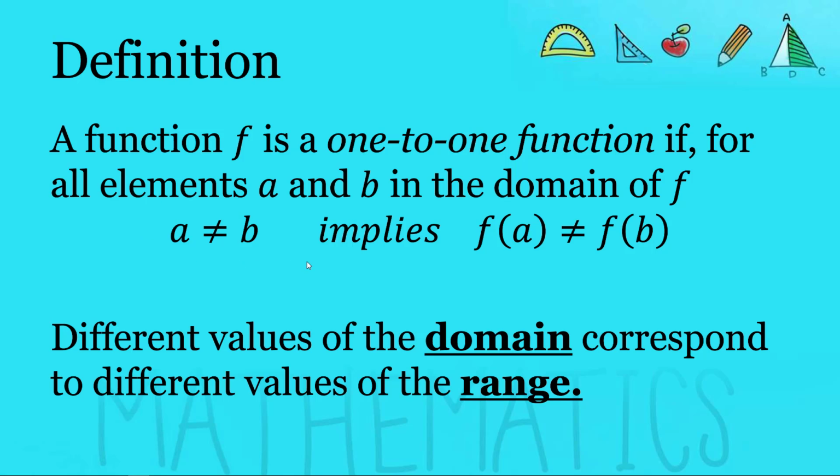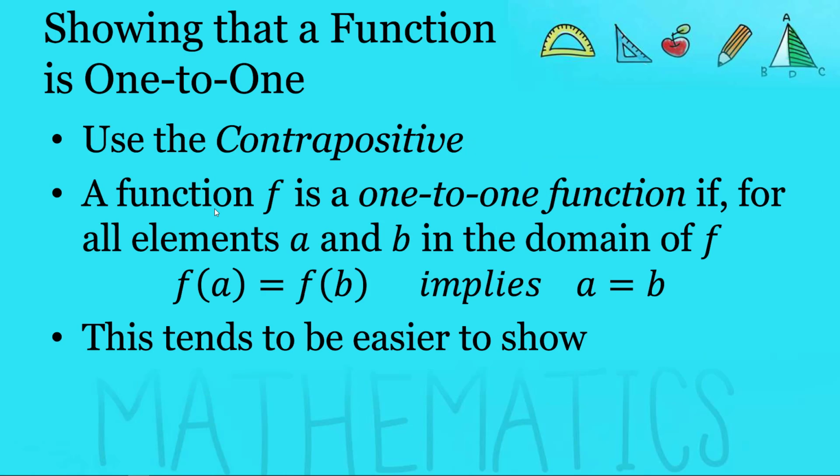However, there is an alternate way to prove it. And before I mention that, I should show this down here. Different values of the domain correspond to different values of the range, which is basically just a less mathy way of saying this. Now, as I mentioned before, using this definition to show that a function is one-to-one is a difficult endeavor. However, there is another way to describe this implication, and that is something called the contrapositive. It is a technique that is used in many proofs.